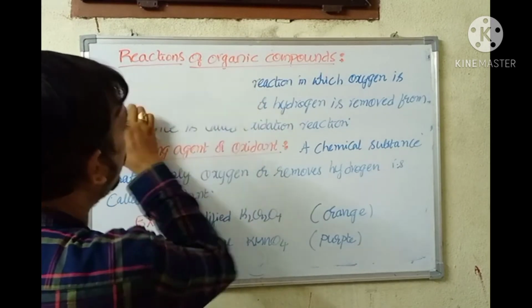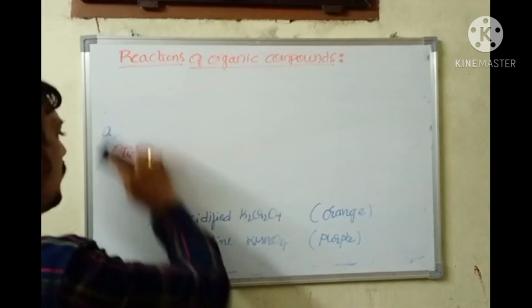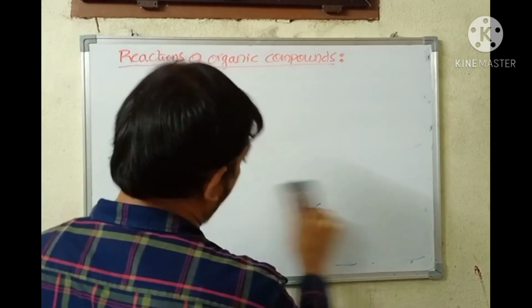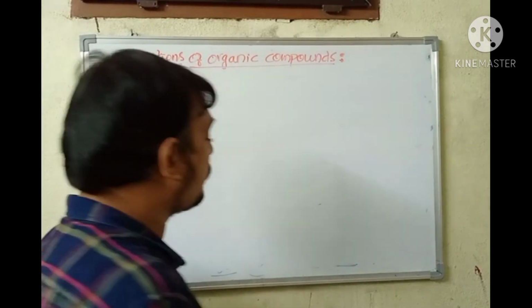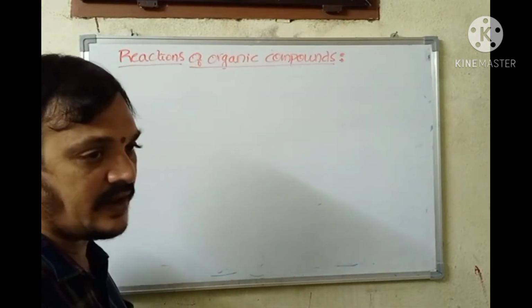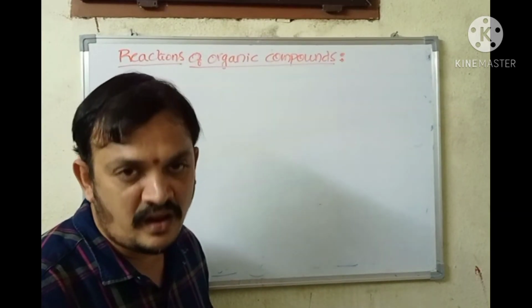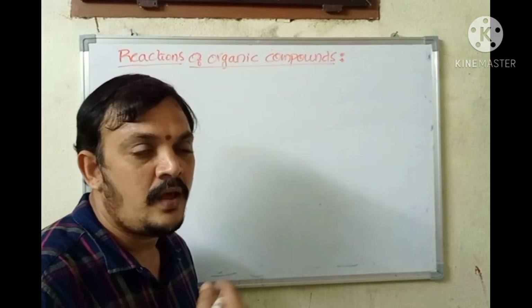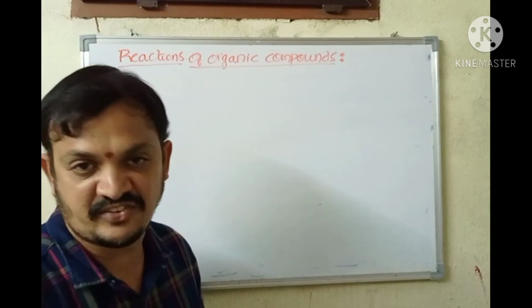Now let's go for examples. Ethyl alcohol, CH3CH2OH, on treating with acidified potassium dichromate or alkaline potassium permanganate, will get oxidized to ethanal in the first step, and on further oxidation it will get oxidized to ethanoic acid.